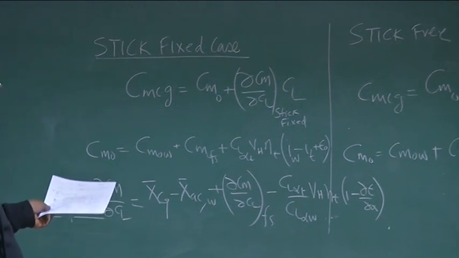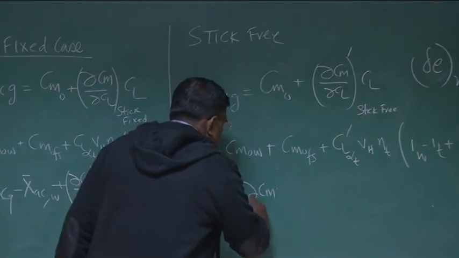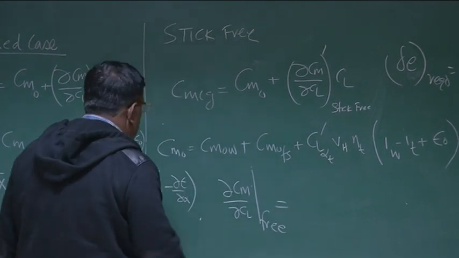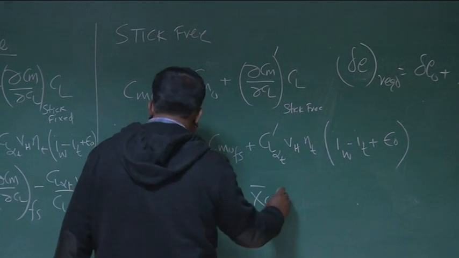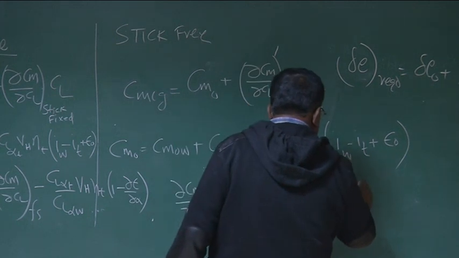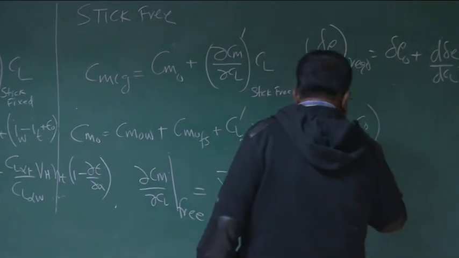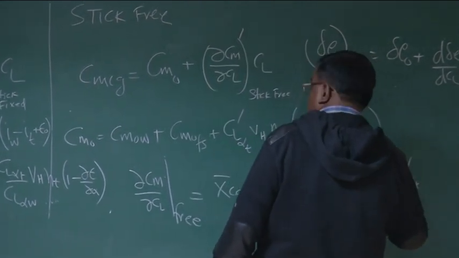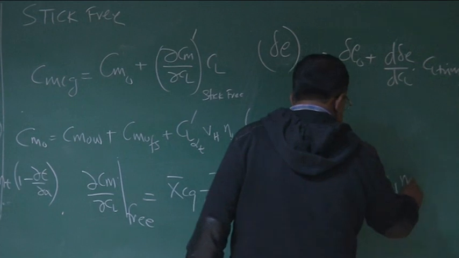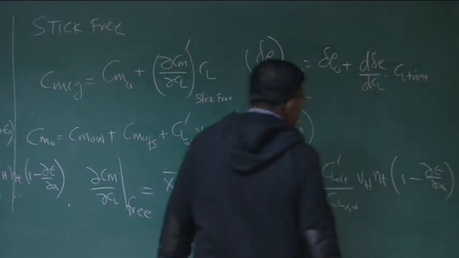So from this expression, you can easily write dCm/dCL free, which will be nothing but XCG, that is not going to change because something has floated, minus XAC wing, minus dCm/dCL fuselage, and then minus, now CL alpha T prime will come here, by CL alpha wing, VH, eta T, (1 minus d epsilon by d alpha). So nothing new we are doing.